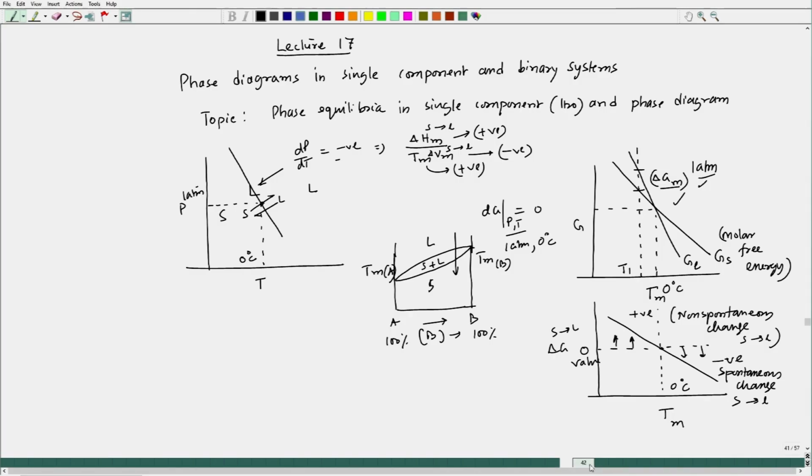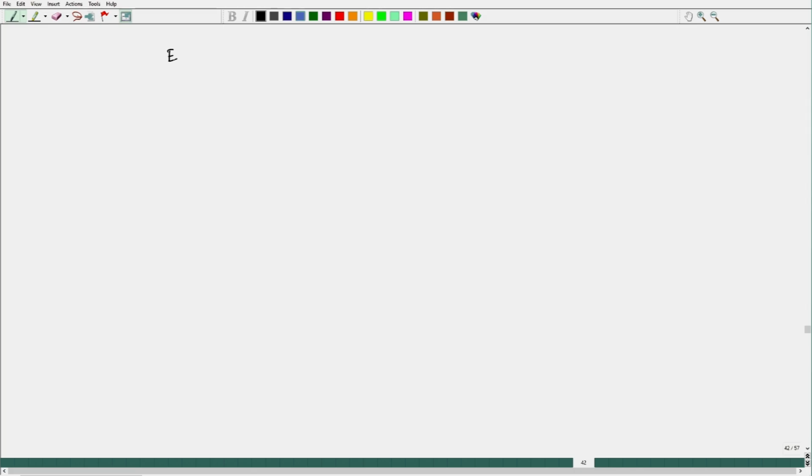So, one example, let me draw, and then we will treat the free energy change value at a temperature below the melting point. This is an example of solid-liquid transformation. Let me keep the reference diagram, temperature and pressure. This is the diagram, and this is 1 atmosphere and this is 0 degrees Celsius.